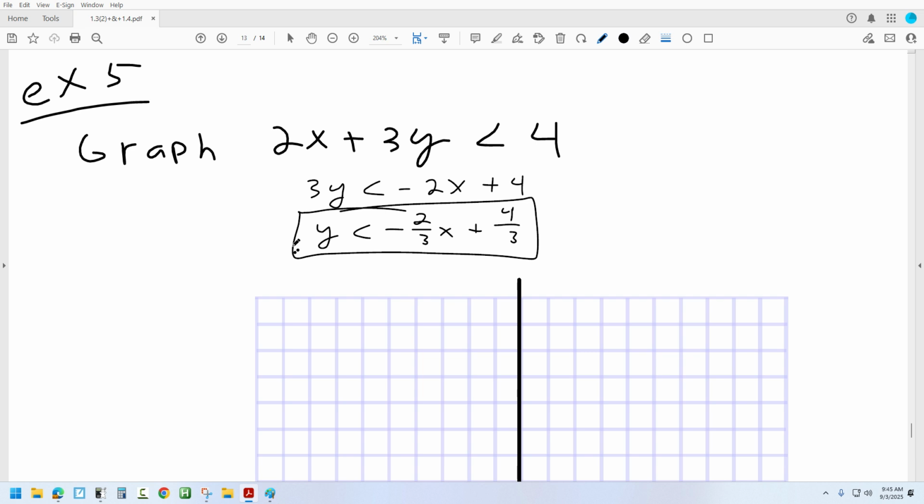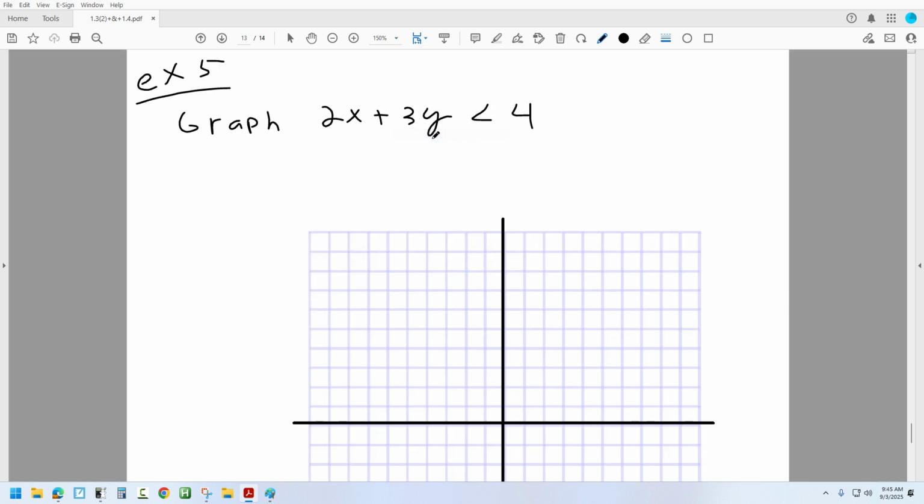Okay. Now, how do I graph that? What's the first thing I would do? Yep, Vanessa? We're going to put a point on the y-intercept. 4 thirds, that's 1 1/3. So we'll just kind of estimate about right there. Okay, so we've plotted the y-intercept.